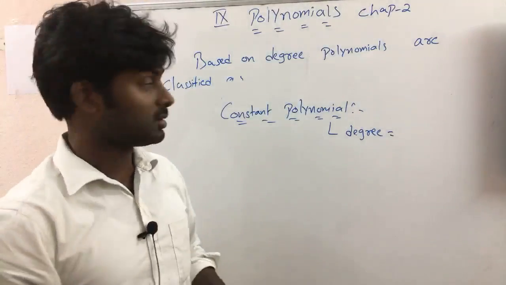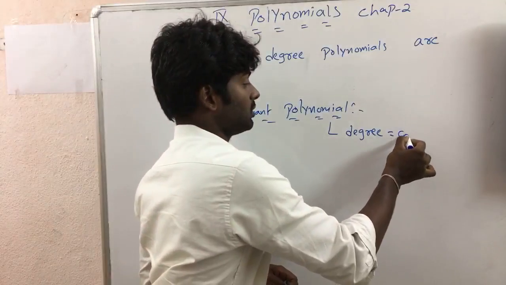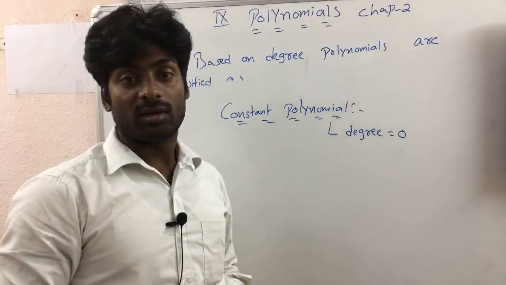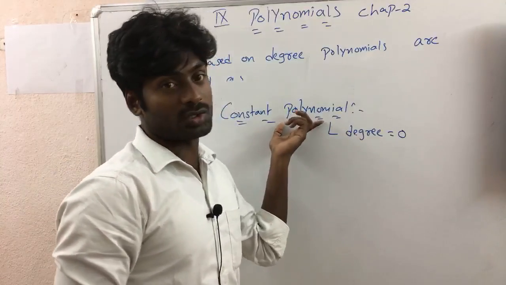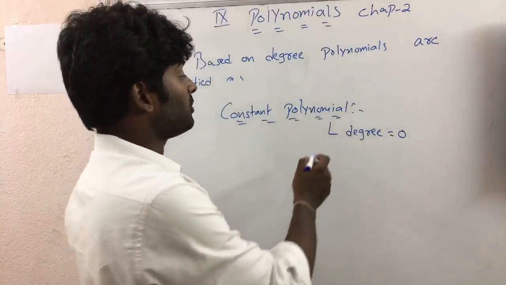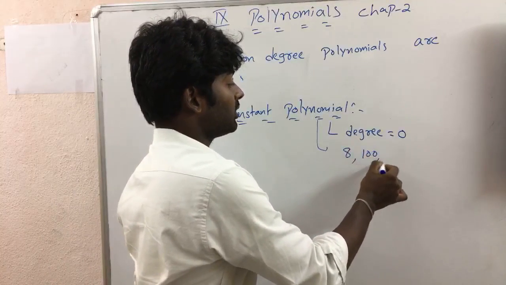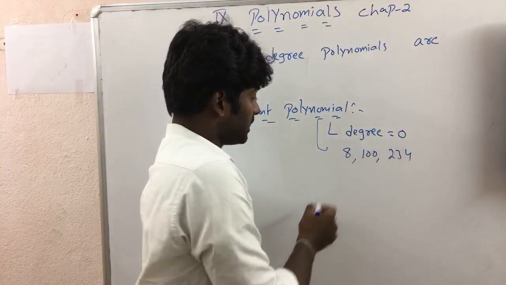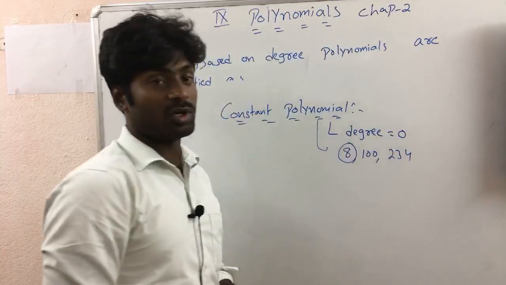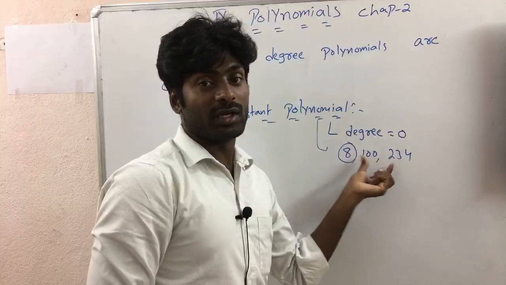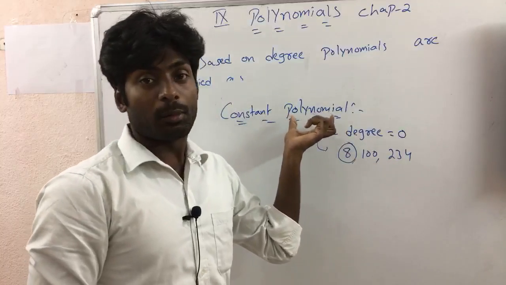Not 1, Riddhi. 0. If the degree is 1, it is said to be a linear polynomial. If the degree is 0, it is said to be a constant polynomial. So in constant polynomials, generally we take constants themselves. 8, 100, 234. Only 8 is said to be a constant polynomial. Only 100 is said to be a constant polynomial. So if you take any numerical value, it is said to be a constant polynomial.